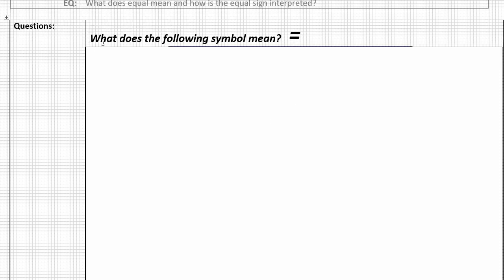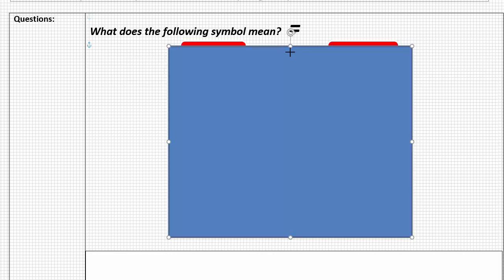We're going to start the lesson with this question: what does the following symbol mean? I'm pointing to the symbol right here. Not what is that symbol or what is the name of that symbol, but rather what does it mean? Let's talk a little bit more about that.